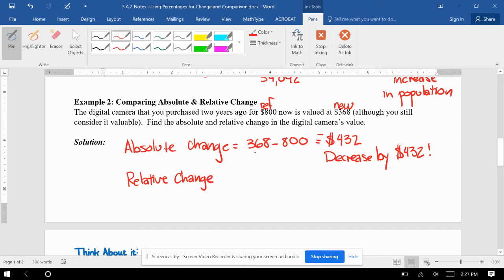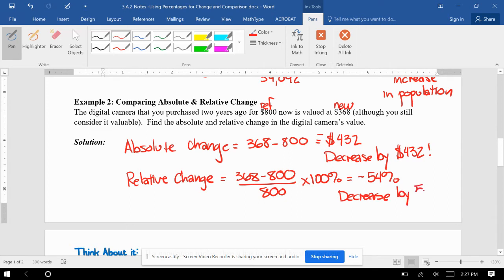All right, relative change. Remembering that the formula reads as new value minus reference value divided by the reference value. So it's our 368 minus 800 divided by my reference value, and then multiplied by 100. Okay, so this one, yikes, this one had a bad one. You'll end up with about a negative 54%, which means that your camera that you find so valuable has decreased by 54%.